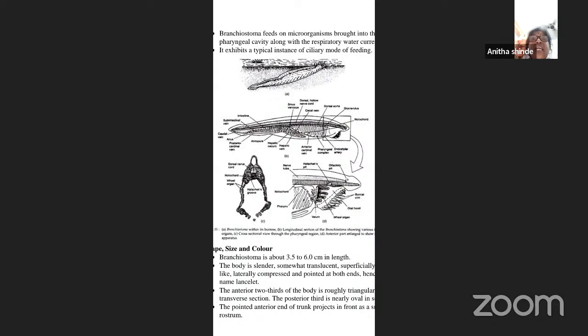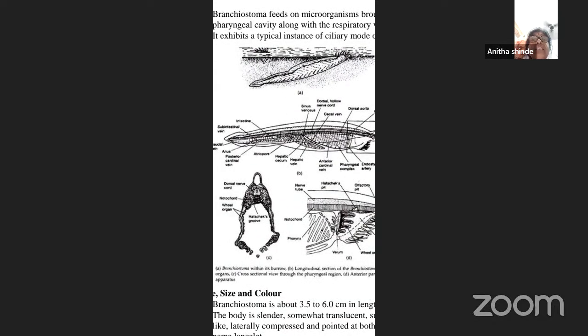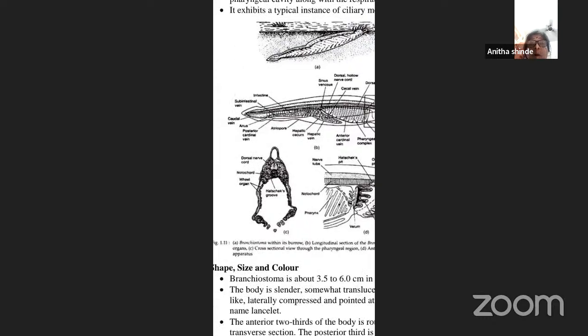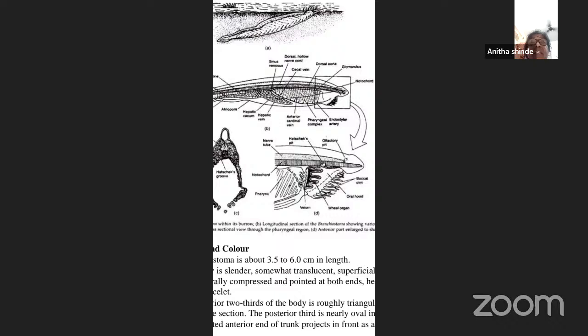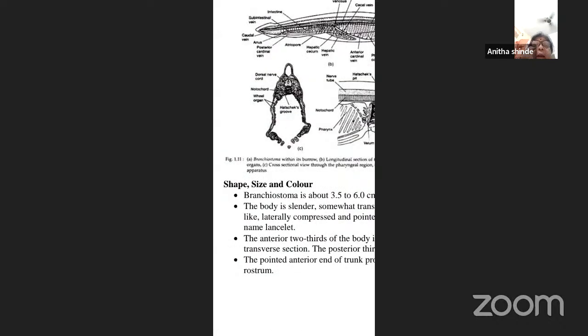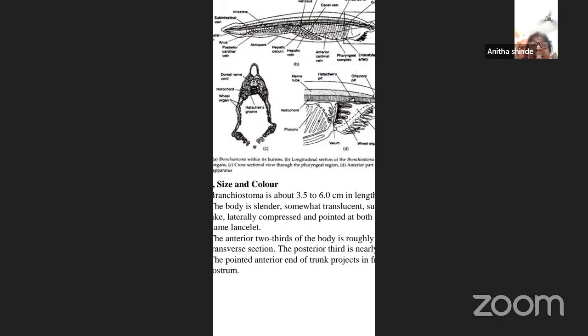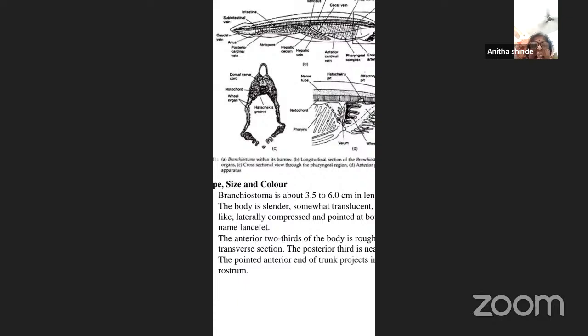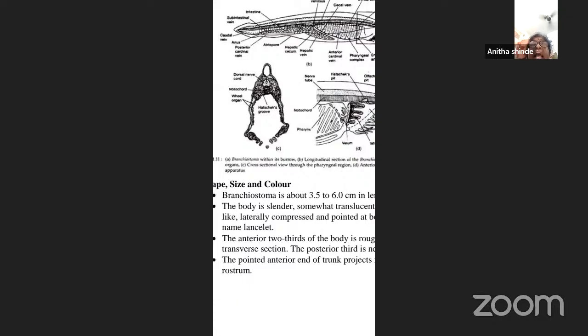So this is the structure. This is how the lancelet or the amphioxus, also called Branchiostoma, looks. This is the longitudinal section. Now coming to the other aspects, Branchiostoma is about 3.5 to 6 centimeters in length, and the body is very slender and translucent. Superficially, it looks like a fish, laterally compressed and pointed at both ends. Hence the name lancelet.